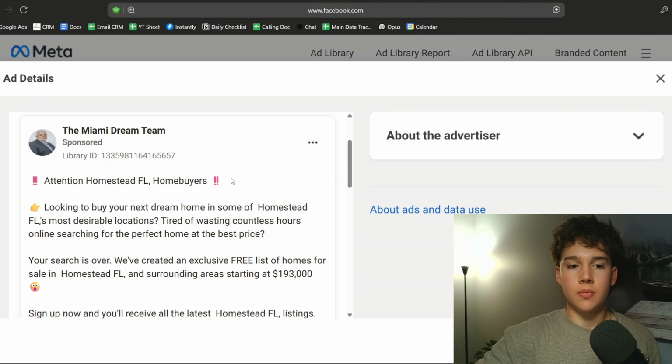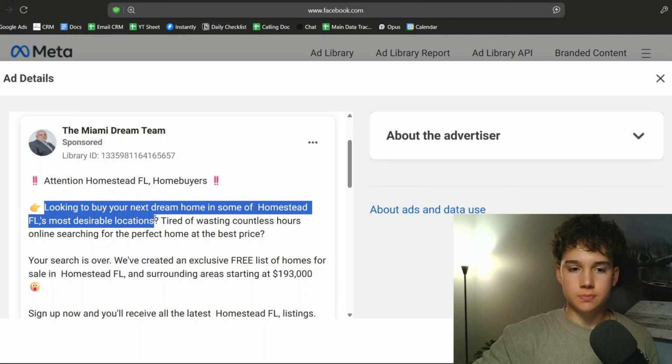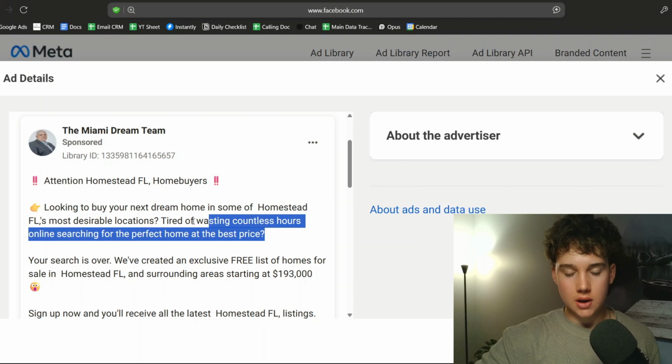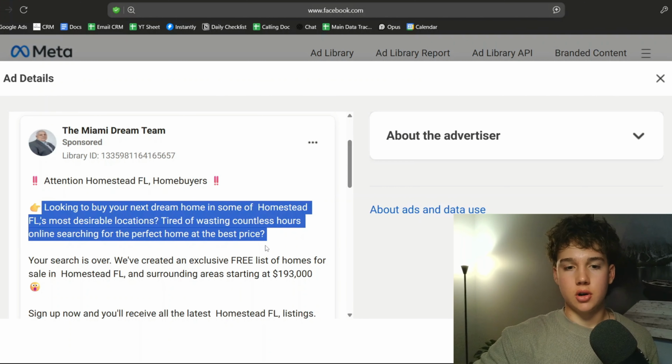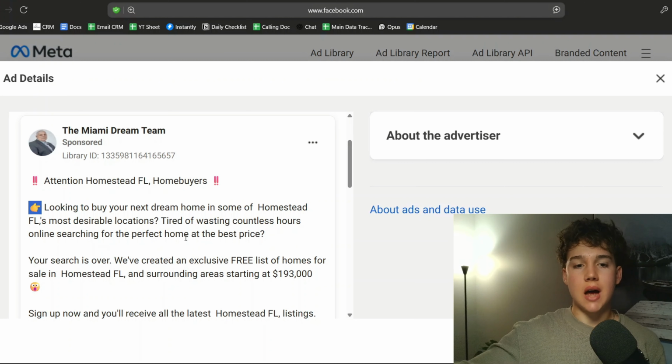So thinking attention, Homestead, Florida home buyers, right? That gets their attention. Looking to buy your next dream home in some of Homestead, Florida's most desirable locations. They probably are. So that's a good line right there. Then you're selling the next line. Tired of wasting countless hours online searching for the perfect home at the best price? Yeah, that resonates with them. This is really solid right here. I think the emoji is a good touch. It's tough with Facebook, because it's not like video where you can change tonality, which is the hard part, and why I totally prefer YouTube ads now for real estate, just for lead quality. But this is a solid line right here.